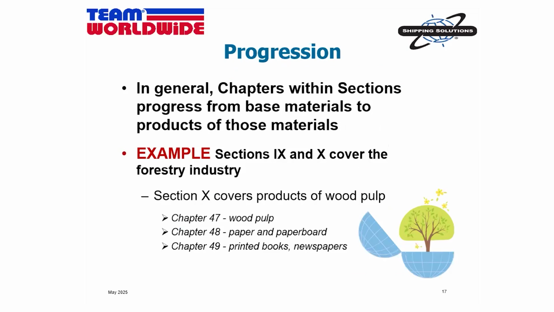And what we mean by that, if we were to look at Chapter 47, we have wood pulp. Chapter 48 is paper and paperboard. And if we think about it, wood pulp turns into paper, paperboard. Then we have Chapter 49, which are printed books, newspapers. The pulp turns into paper, paper turns into printed books. As the chapters go up, and even within chapters, many times they build on the previous definitions.